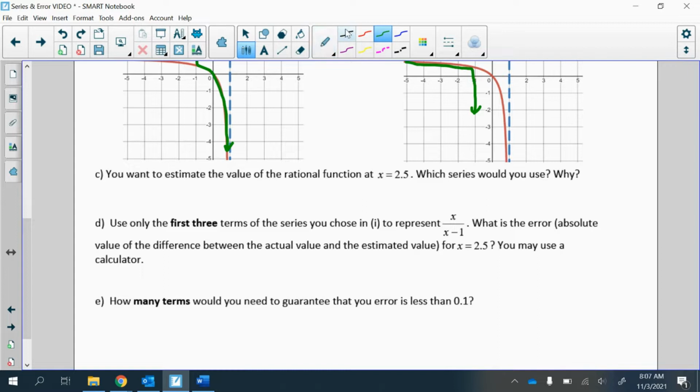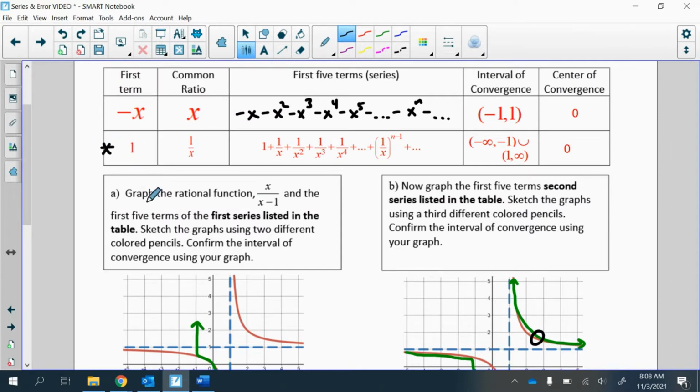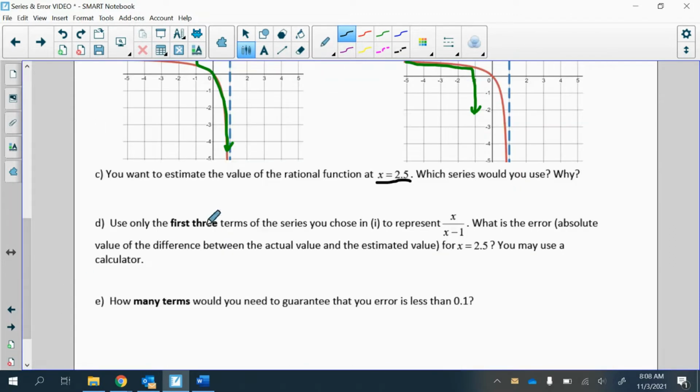So if I want to estimate the value at 2.5, I would have to choose a particular series to make it work. And so that would probably be this series, because it's not going to work for the first one. So if I wanted to estimate the value at 2.5, I'd want to choose this series. So we're going to use the sum from n equals 1 to infinity of 1 over x to the n minus 1, because it converges there. So use only the first three terms.